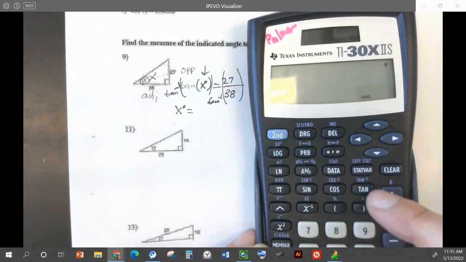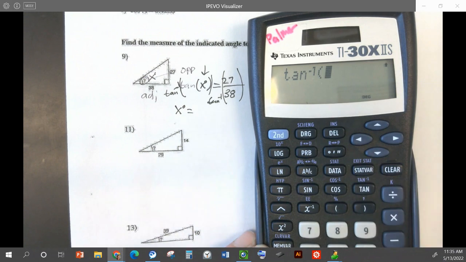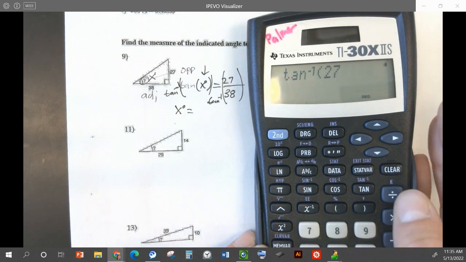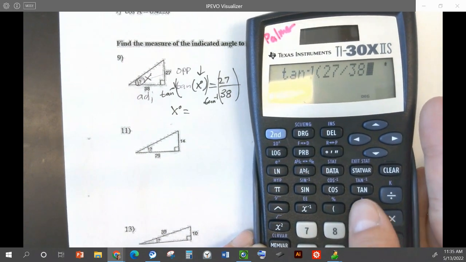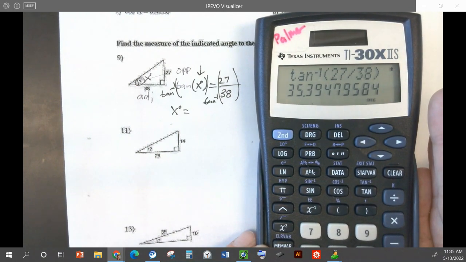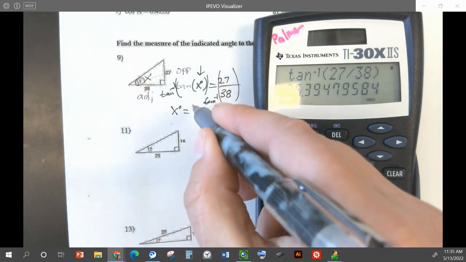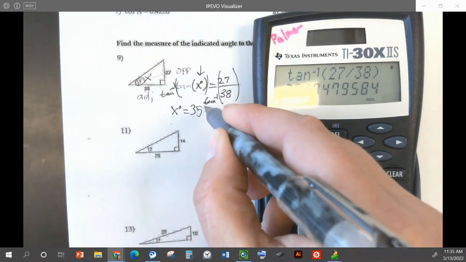So second tangent, so now I have tangent inverse in my calculator, and I need to type in 27 divided by 38 parentheses equals, and I'm rounding to the nearest degree. So the first decimal is a 3, that's less than 5, so we're going to round down to 35. I'm going to put that here. So 35 degrees.